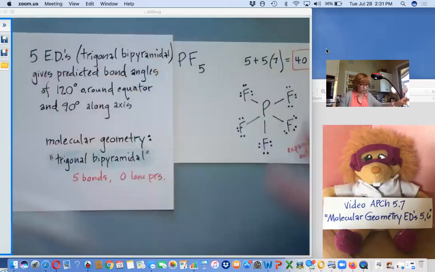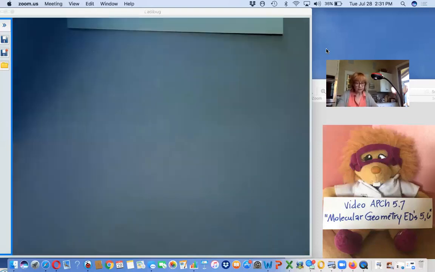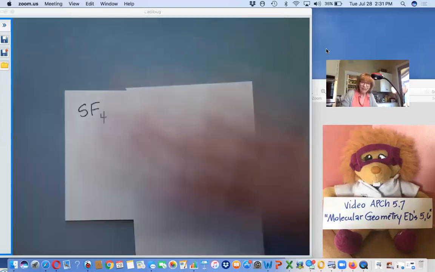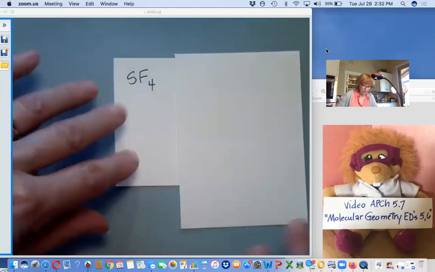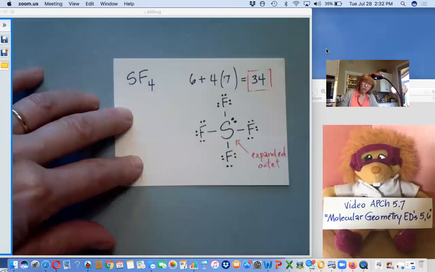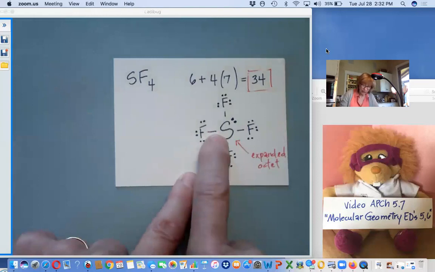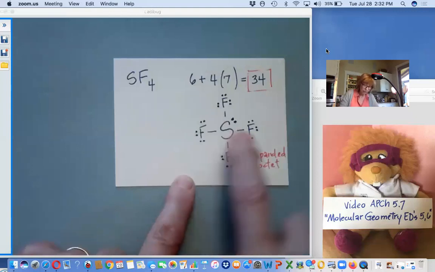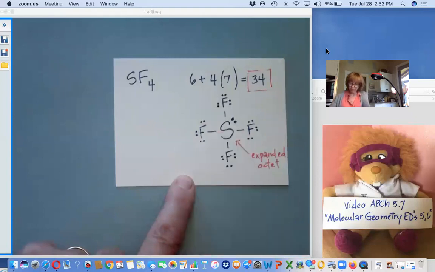Okay, the next one I'd like you to draw is sulfur tetrafluoride, SF4. So take a moment, please. Draw the electron dot diagram. And this is the structure that we get. And we find again that the central atom has an expanded octet. There are 5 electron domains around that central atom. 4 of them are bonding pairs, and 1 is a non-bonding pair.